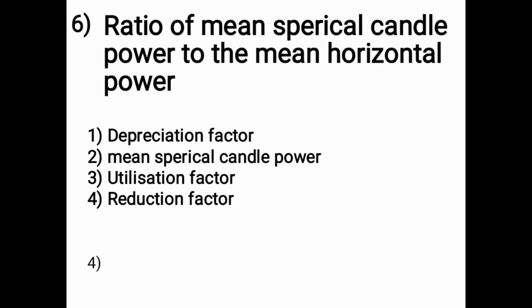Then next we see ratio of mean spherical candle power to the mean horizontal power. It means the ratio of mean spherical candle power and mean horizontal power. So our answer is reduction factor. Reduction factor is defined as the ratio of mean spherical candle power to the mean horizontal power.